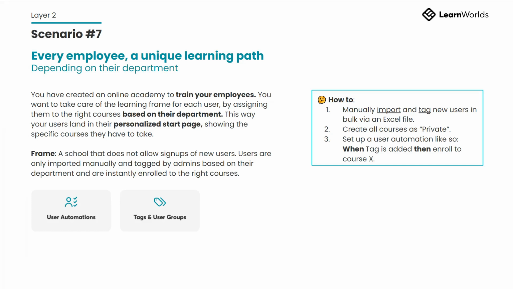Scenario 5. All right, now when we're talking about internal training or about employees, we are talking about learners that have to complete specific courses that have been pre-decided by management. They do not decide it on their own.